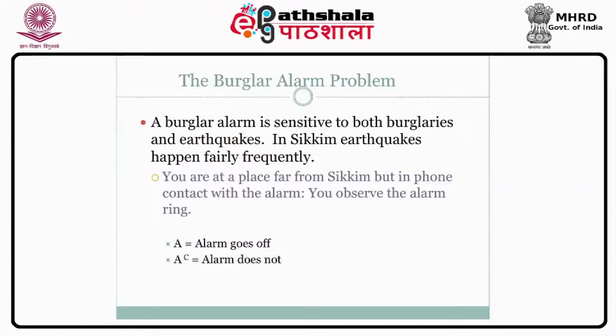A very nice example is there to motivate the use of the Bayesian theorem here. Suppose an alarm is sensitive to both burglaries and earthquakes. In Sikkim, earthquakes happen fairly frequently. You are at a place far from Sikkim, but in phone contact with the alarm. You observe the alarm ring. A, alarm goes off. A complement, alarm doesn't.